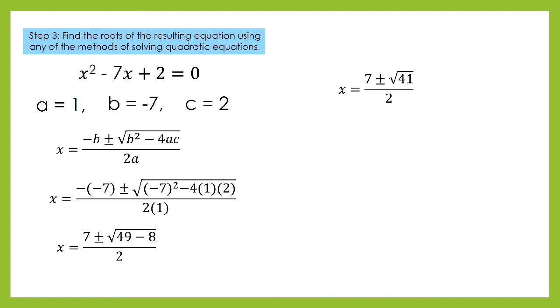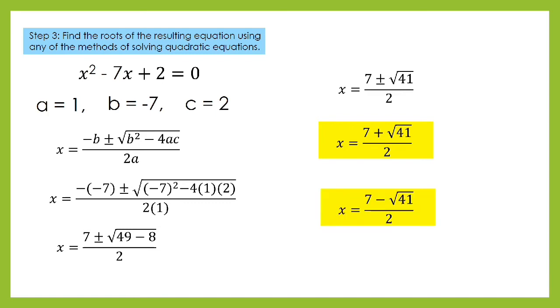Simplify. We now have x equals 7 plus or minus the square root of 49 minus 8, which is 41, all over 2. There we go. We can now separate the positive and negative results. So the first root is 7 plus square root of 41 all over 2. Our next root is 7 minus square root of 41 over 2.